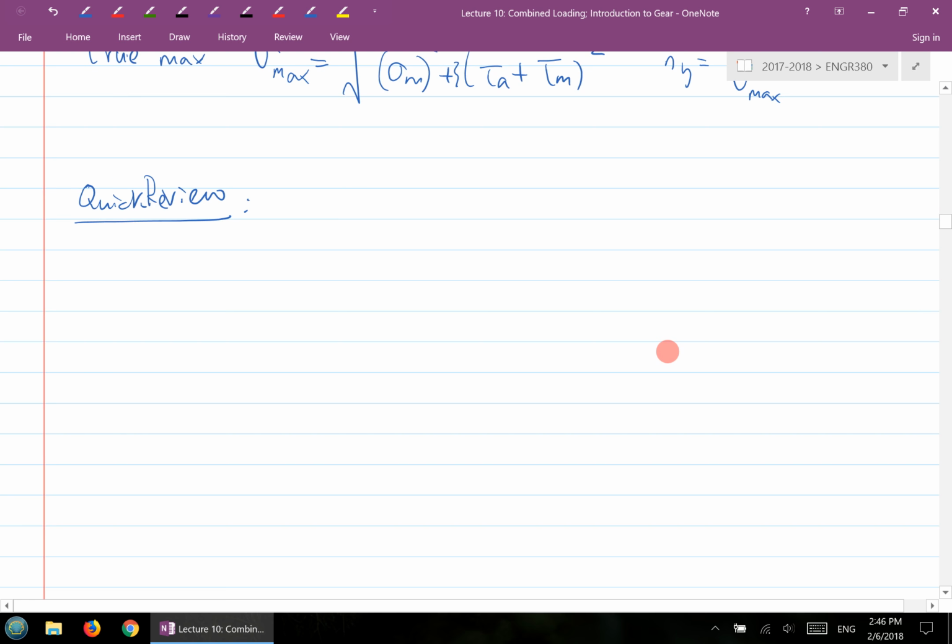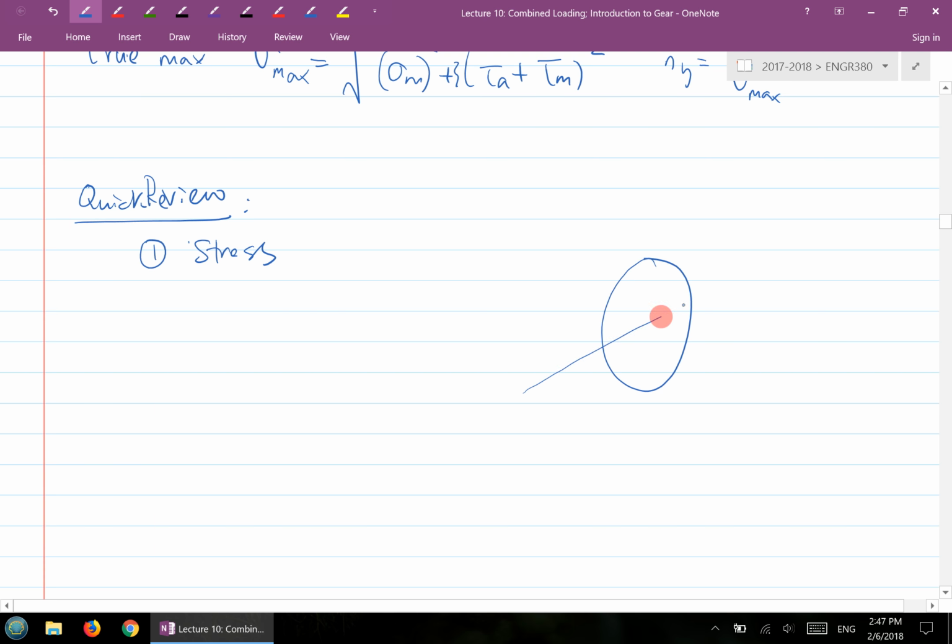So if you recall what we have learned so far, we did a review on stress. Essentially, what type of loading caused the stress, and where is the maximum location? You have a bending normal stress at the top and the bottom edge of the shaft. You have a bending shear stress, which is on the neutral axis location.